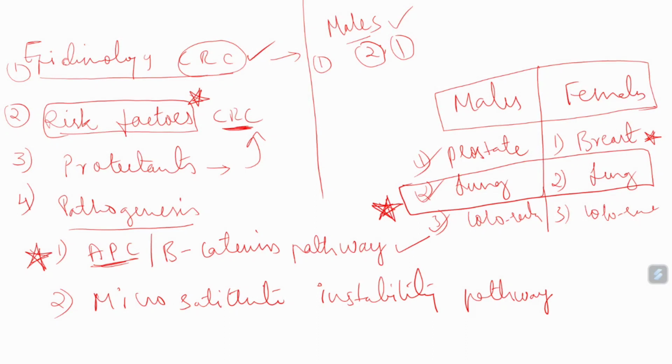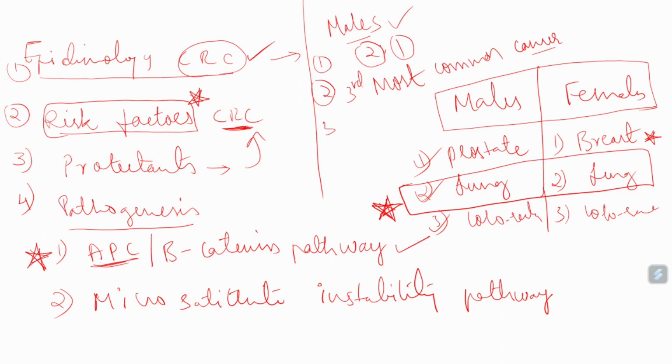Anyway, colorectal cancer is the second point in epidemiology. Colorectal cancer is the third most common cancer among all the cancers seen in both males and females. Clear? This is another very, very important point.